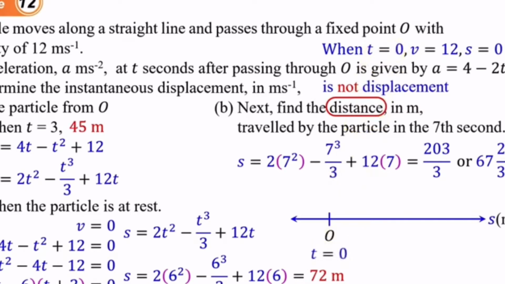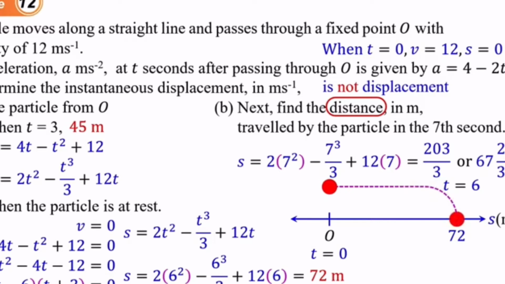So let me show you, at t equals 0, where is the particle? The particle is at the fixed point, right? At t equals 7, the particle moved to the right with the displacement of 67 2/3. So let's show how the particle moves. From the fixed point O, the particle travels to 72 meters. That's the displacement at t equals 6, right?